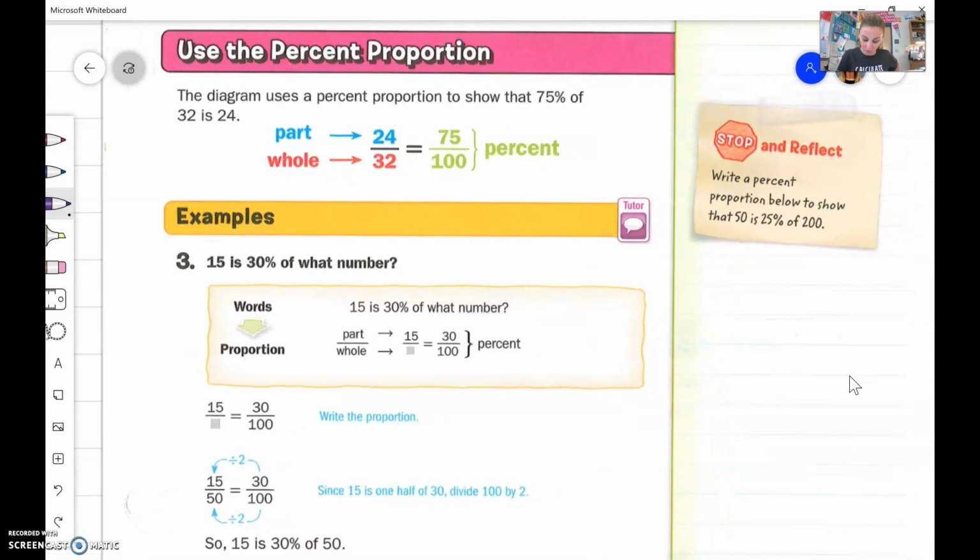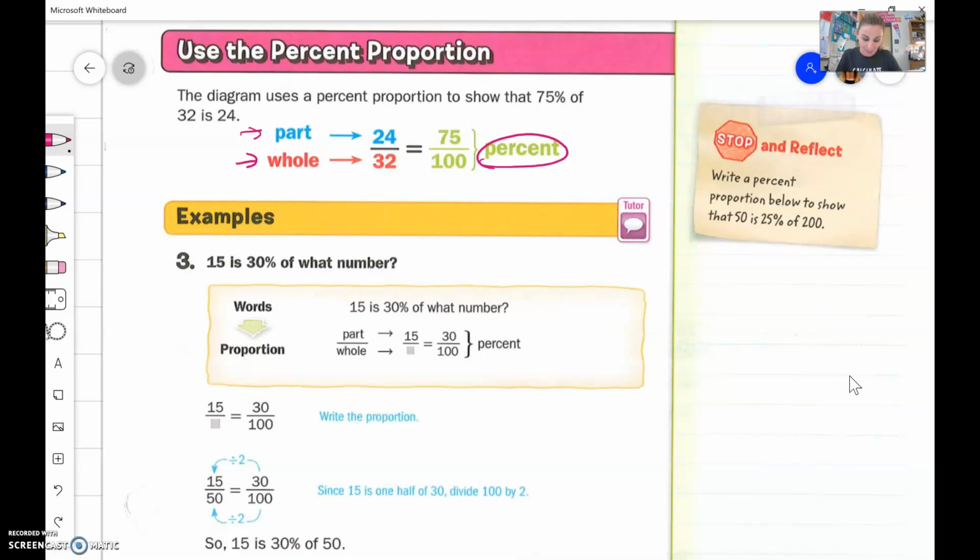Again, we're working with part and whole. As we're working through this, remember that your top number in a fraction is the part. The bottom number is your whole. For example, percent means out of 100, therefore it's always going to be 100.